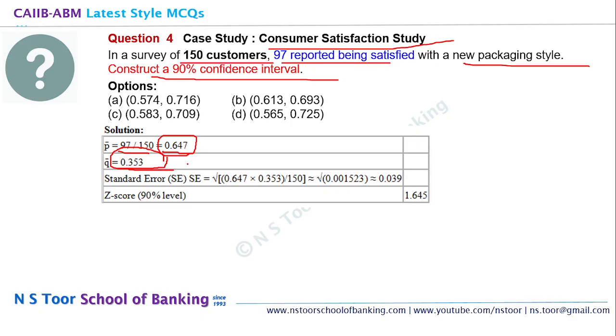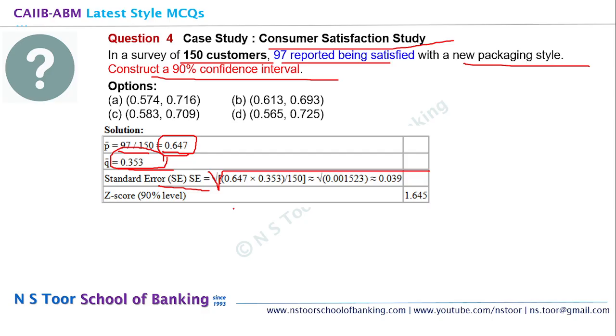Now we wish to calculate the standard error, because when we have to calculate the confidence level, we should know the standard error. So standard error is equal to the square root of P bar into Q bar divided by total number, that is n. So what is my P bar or P hat? That is 0.647 into Q bar. Q bar is 0.353 divided by 150, and everything will be under the square root.